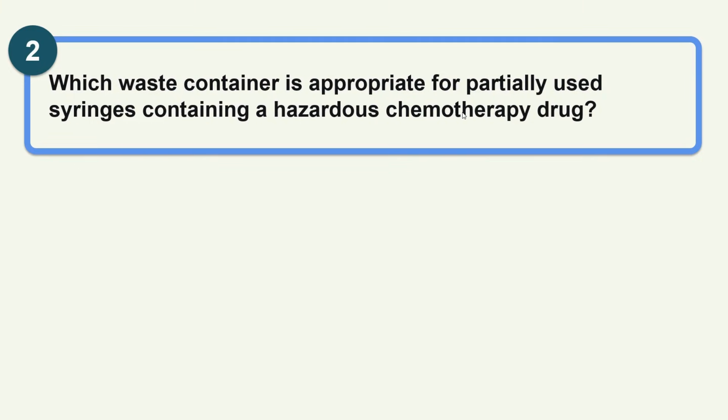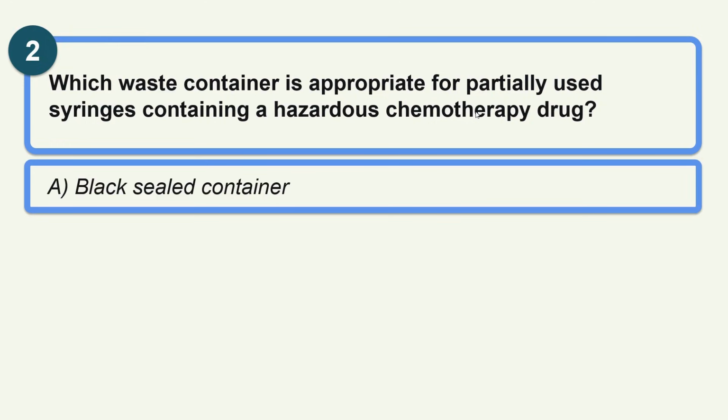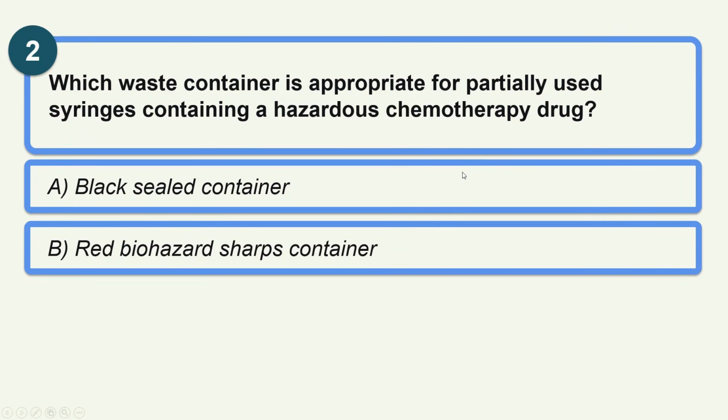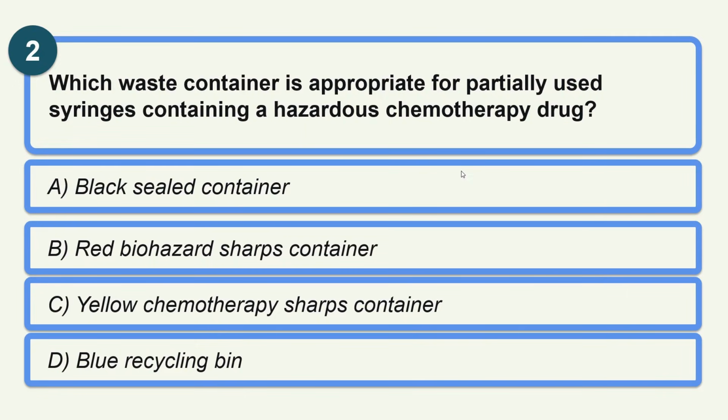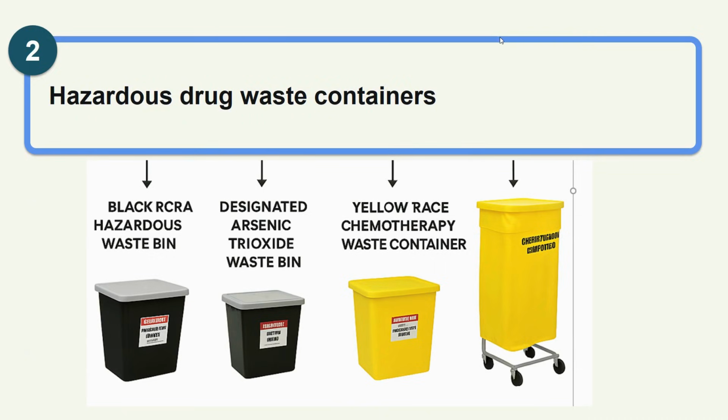Which waste container is appropriate for partially used syringes containing hazardous chemotherapy drugs? A. Black seal containers. B. Red biohazard sharp container. C. Yellow chemotherapy sharp containers. D. Blue recycle bin. The correct answer is yellow chemotherapy. Trace amount waste goes into the trace chemotherapy waste container or into the yellow bins.